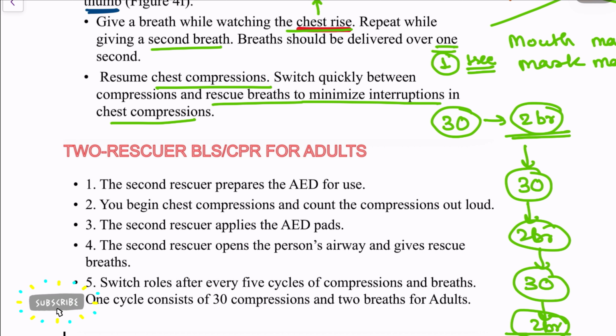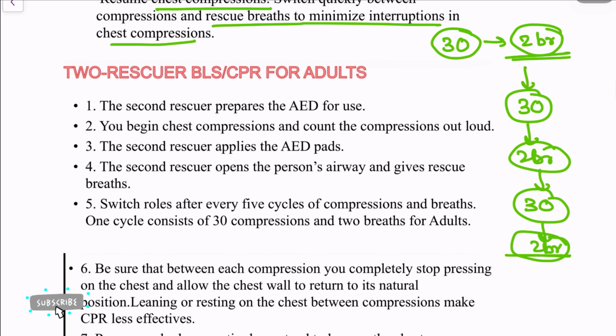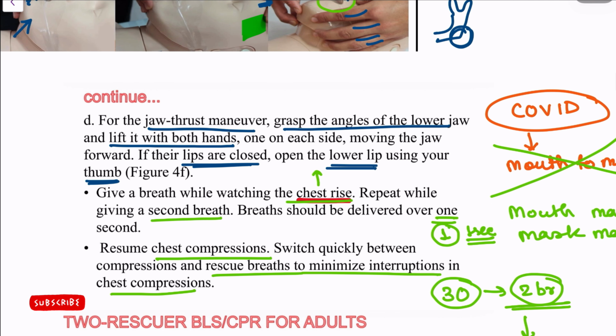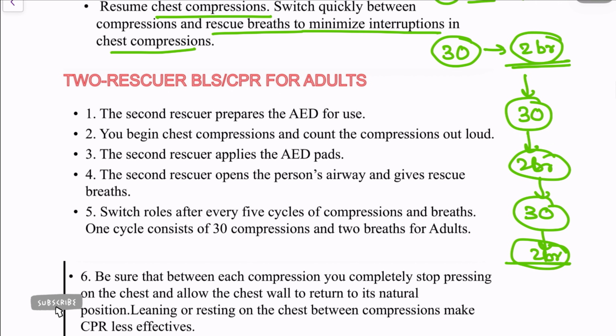And this should be continued until the ambulance arrives or the AED machine arrives or you are going to the hospital. This cycle should continue. Outside the hospital, you cannot declare a cardiac arrest patient as alive or dead. Therefore, this is the procedure that we have read. This is the one rescuer procedure, like if you are alone and helping the patient.